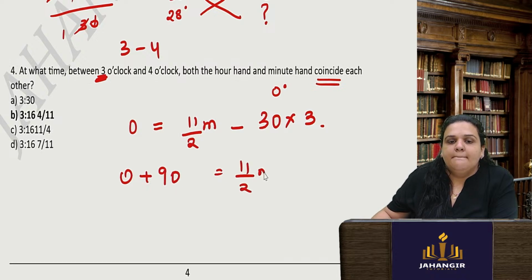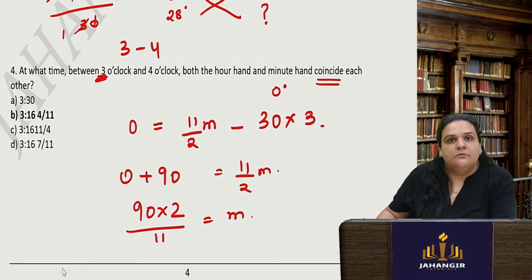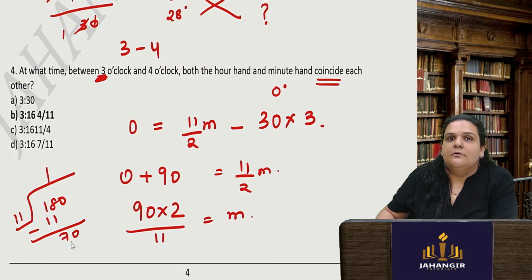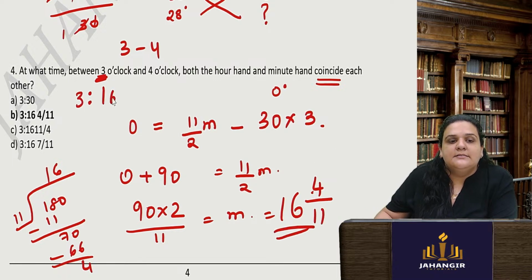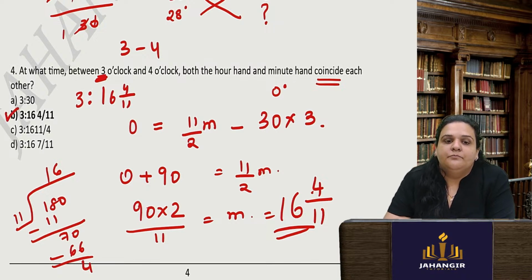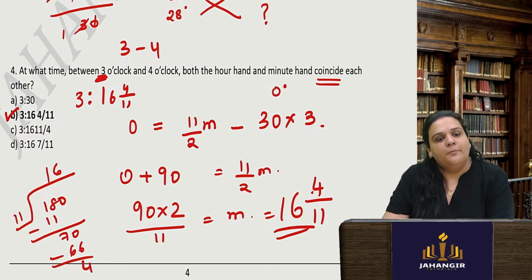Equals 11 upon 2 m, right? Now 90 into 2 upon 11 will give you m. 90 times 2 is 180, so you divide 180 by 11. 11 ones are 11, 11 sixes are 66. So in minutes you are going to get 16 4/11. So your answer has to be 3 hours 16 4/11 minutes. So B is your correct answer. Practice this question again with the help of the formula, you will be able to get it.